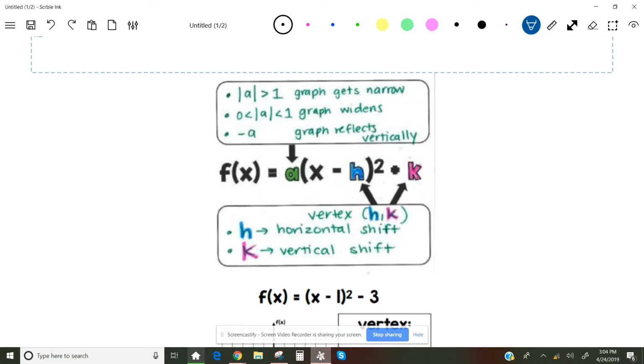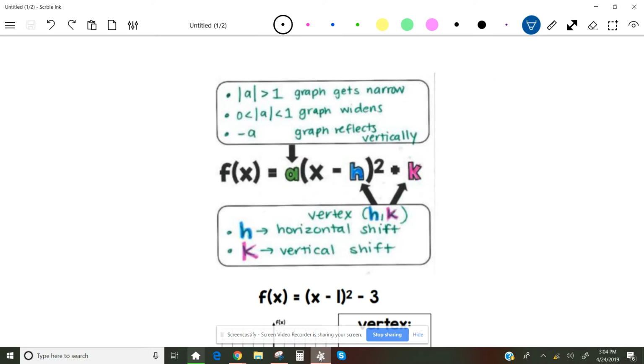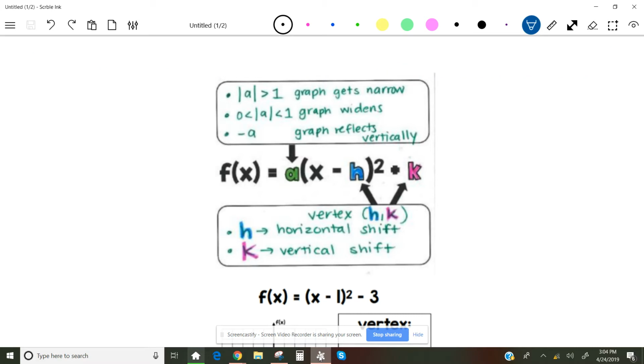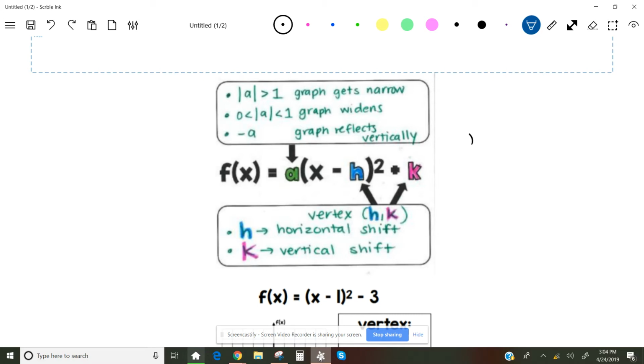If the absolute value of your A is between 0 and 1, so if it's a fraction like 1/2, 1/3, 3/4, then your graph is going to get really, really fat. That means it's going to get wider. And if A is negative, then it's going to reflect vertically, which means that it is going to have a sad face. It's going to open down.